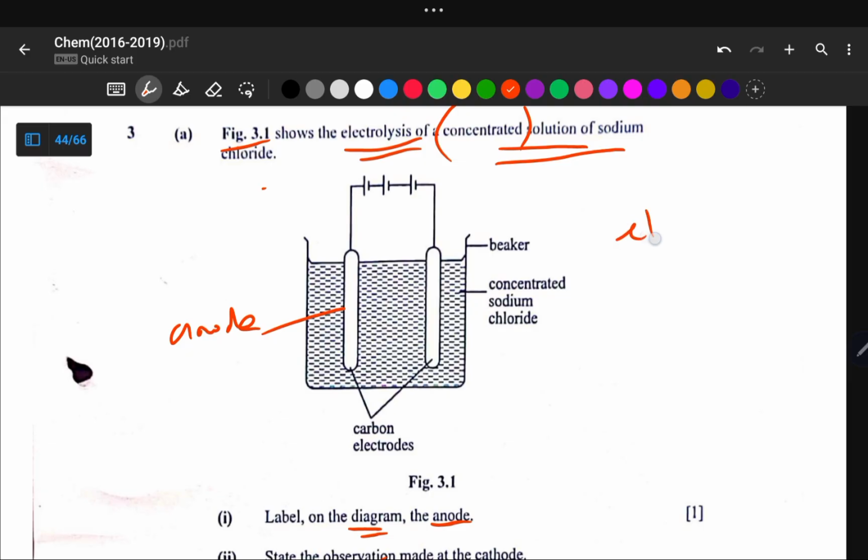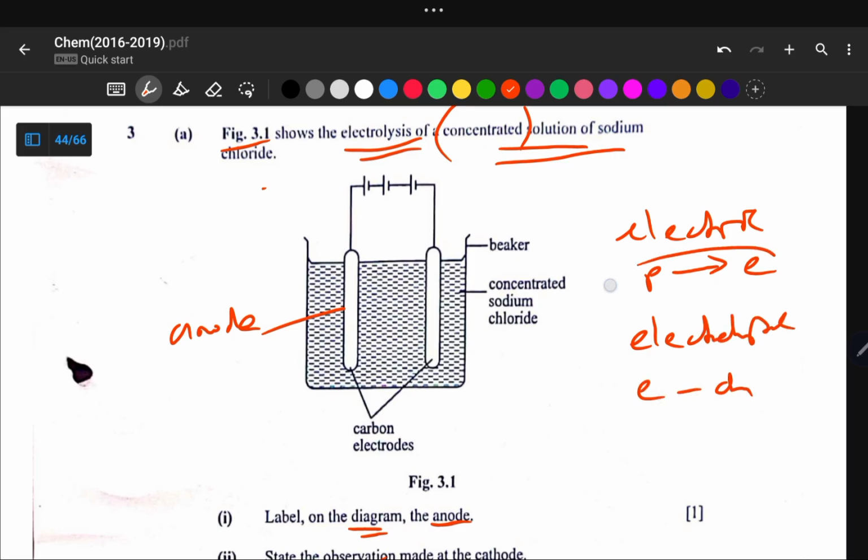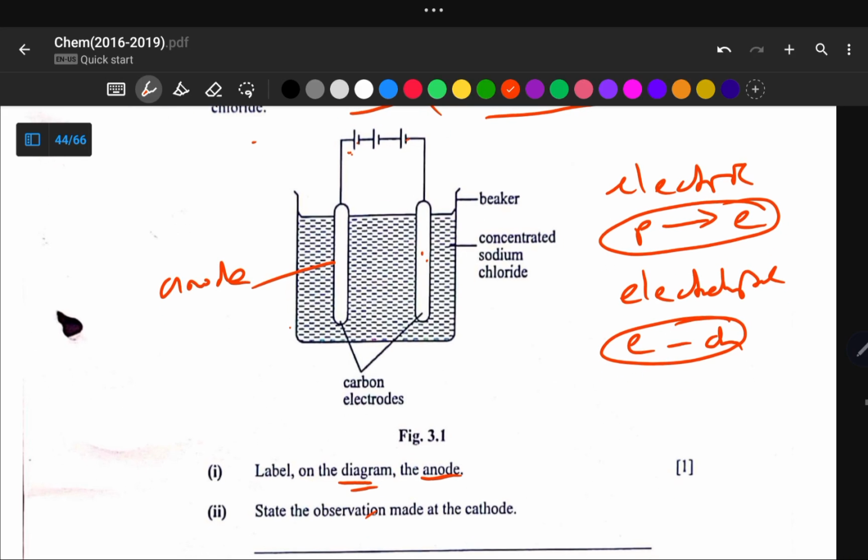We have two types of cell. We have electric cells, like the dry cell and the lead acid accumulator, which convert chemical potential energy into electrical, and then these are electrolytic cells. They convert electrical into chemical, right? So you must take note of these differences. So the anode is connected to the positive terminal of the battery, and then the cathode to the negative terminal of the battery, right? And then state the observations made at the cathode.